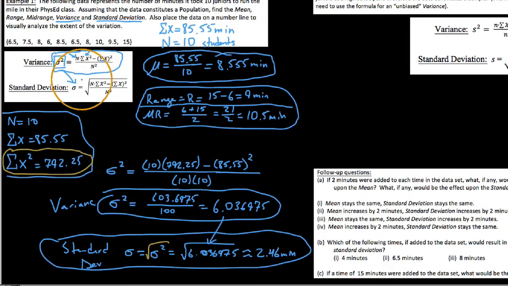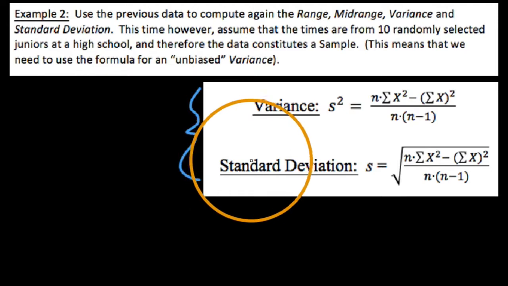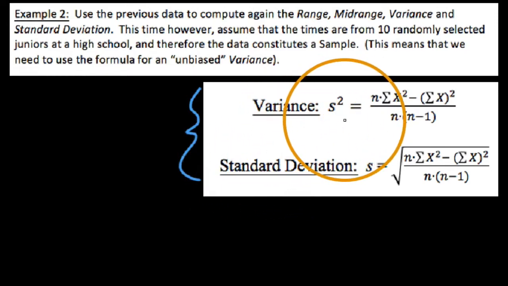So at the beginning of this video I said, well, what's the difference between calculating this for a population and calculating this for a sample? What we'll do in this instance is we're going to go back and calculate the variance and standard deviation again, except this time we're going to assume that these are 10 randomly selected juniors in an entire high school. So what we have now is a different set of formulas. There's actually a difference in the way we calculate variance and standard deviation.